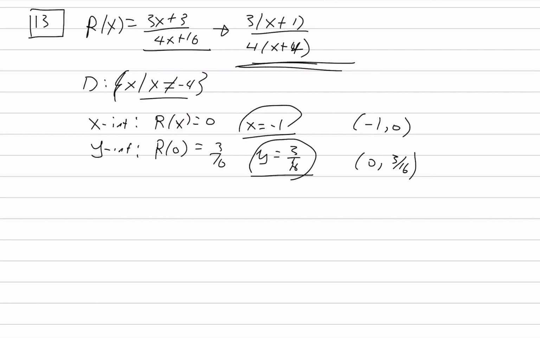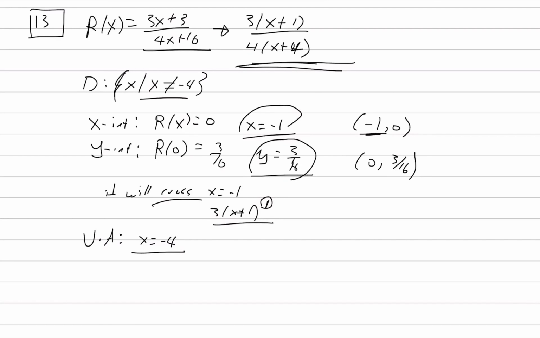And the graph will cross at negative 1. Right? It'll cross x equals negative 1 because 3x plus 1, this is an odd power, right? Well, 1 is implied. So it'll cross. And vertical asymptote, it has one vertical asymptote, which is x equals negative 4. And determine the behavior of the graph on either side.